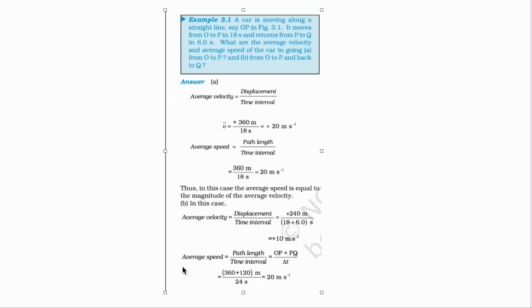Same thing for average speed. In this case, you won't subtract, you will add 360 plus 120. In average velocity, you will subtract 360 minus 120, which will give you 240. But in the case of speed, it doesn't have any direction, so you will add up the distances and divide by the total time, that is 24 seconds, which will give you 20 meter per second. So this is the answer for this numerical.